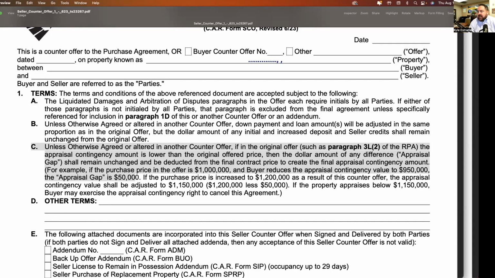Next question in the chat is, if you leave the line blank in the RPA regarding the appraisal, then this verbiage doesn't come into play. Correct. It doesn't. It does not. Okay. All right.